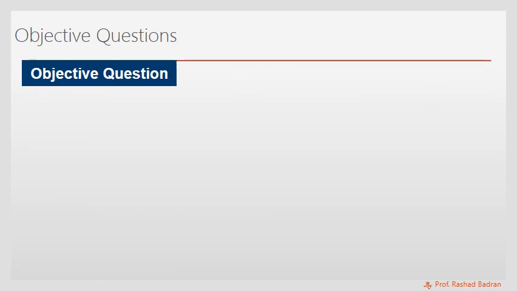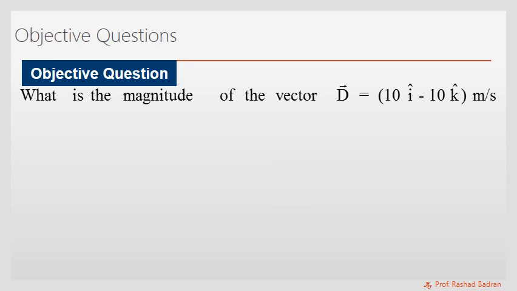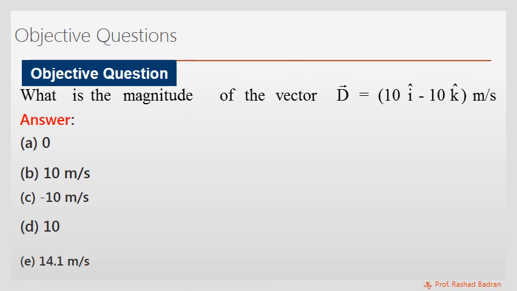Now a second objective question. What is the magnitude of the vector d, which is equal to 10i hat minus 10k hat meters per second? The answer is 0, 10 meters per second, minus 10 meters per second, 10, or 14.1. Well, the vector here is in the xz plane, and it has a magnitude of the square root of the square of this component plus the square of this component, which turns out to be 14.1.